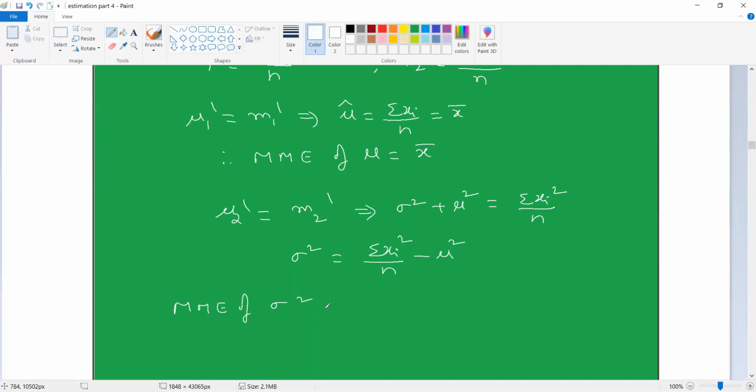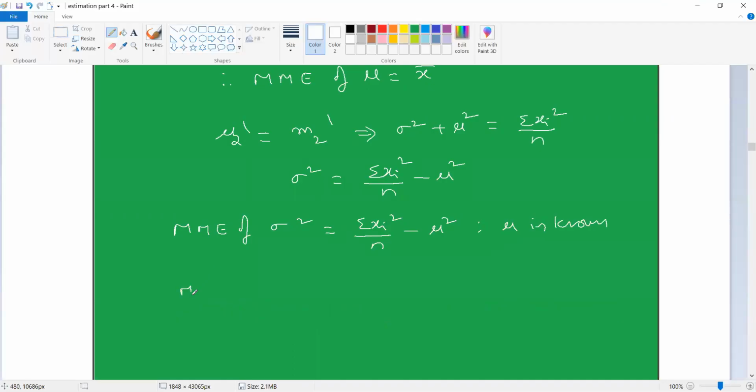MME of sigma square is equal to summation xi square by n minus mu square. Here mu is known case. Suppose we want the MME of sigma square when mu is unknown.